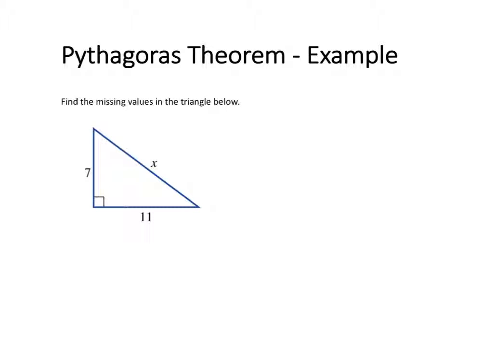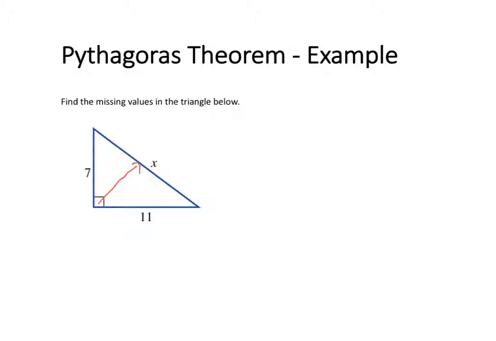So in our example, we need to find the missing value of x, which we know is our hypotenuse side of the triangle. And remember, the hypotenuse side of the triangle is the side that is opposite the right angle. So we know that one side is 7, one side is 11, and we want to find the hypotenuse.